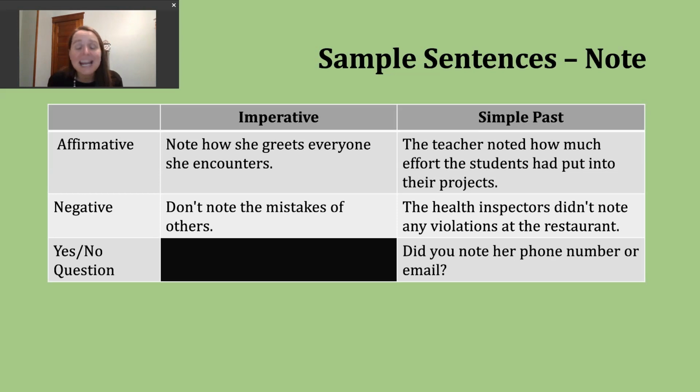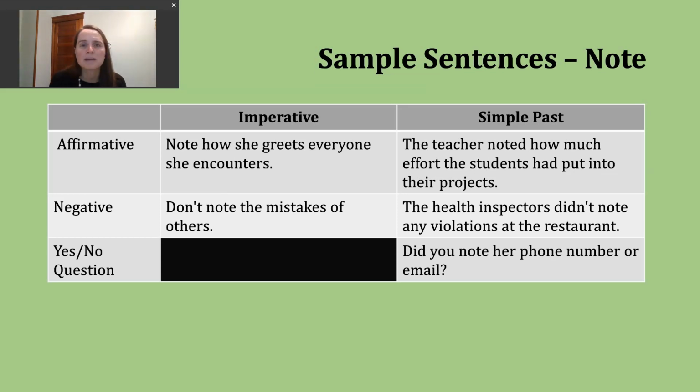Now, if you want to make a negative sentence in the imperative, you're going to begin with don't and then the base verb, or do not and then the base verb. You can see that in my example. Don't note the mistakes of others. Okay, so here's a negative imperative. And this would tie back to that fourth definition about showing or indicating, right? So again, could be a number of different situations, but maybe we're talking about some really minor, small mistakes, right? And it's not necessary. Maybe it's not polite to point out something that's wrong.